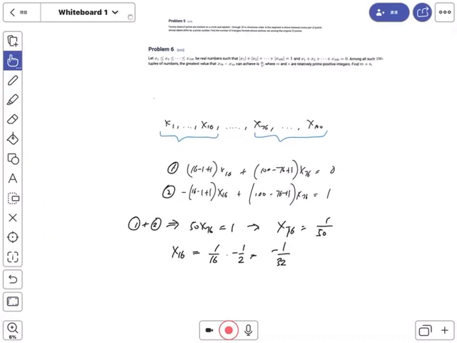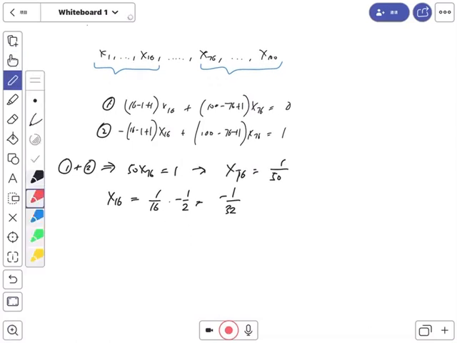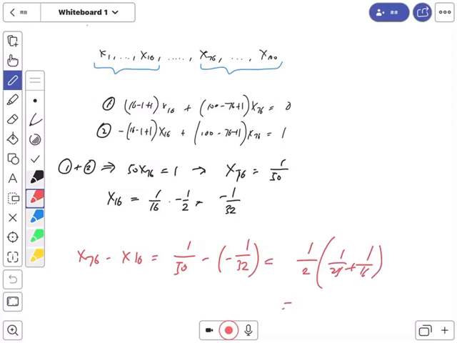Now we're going to subtract. x sub 76 minus x sub 16 is equal to 1 over 50 minus negative 1 over 32, which is equal to 1 over 2 times 1 over 25 plus 1 over 16, which is 41 over 800. So by the typical AIME II answer extraction, we're going to get 841 as our final answer.